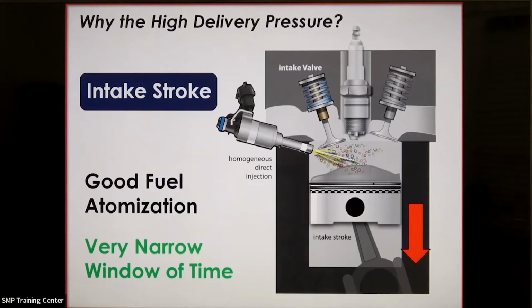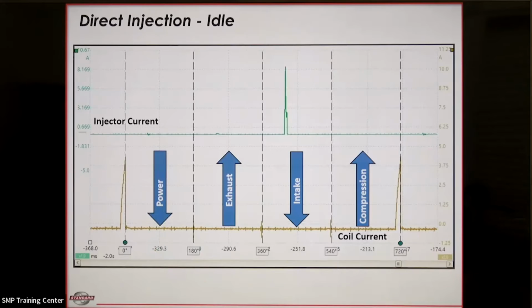And the other reason is, of course, the very narrow window of time. We only have the time that it takes for that piston to complete its downward motion during the intake stroke to get all of the fuel into the cylinder. So in fact, the faster the engine is turning, the higher the RPMs are, the faster the piston is moving, so the less time we have. So we have a very, very small window of time.